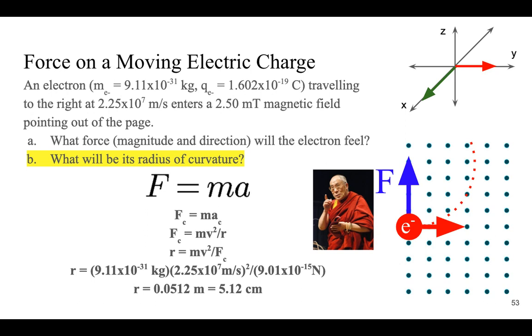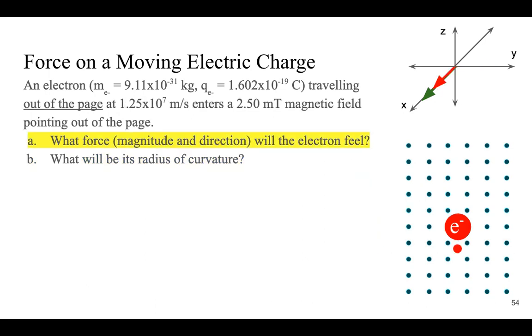So this is for an electron traveling to the right, entering a magnetic field that is coming out of the page. How would this be different if you had a similar electron? Well, same exact mass, same exact charge, but this time it's traveling out of the page. So this one's not moving to the right. This one's coming towards us and entering this magnetic field, which is also coming towards us. So how can we figure out the force that this electron will feel, and how will it curve?